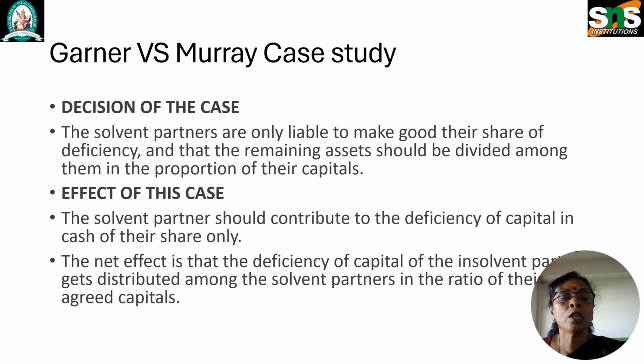Here, the decision of the case is that the solvent partners are only liable to make good their share of deficiency, and that the remaining assets should be divided among them in the proportion of their capital. The solvent partners should contribute to the deficiency of capital in cash of their share only. The net effect is that the deficiency of capital of the insolvent partner gets distributed among the solvent partners in the ratio of their agreed capital.